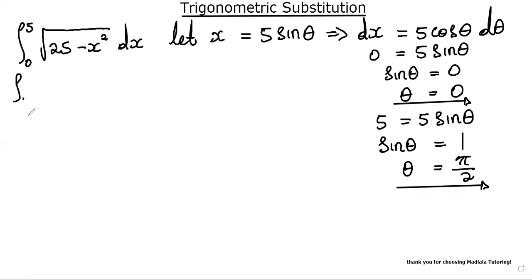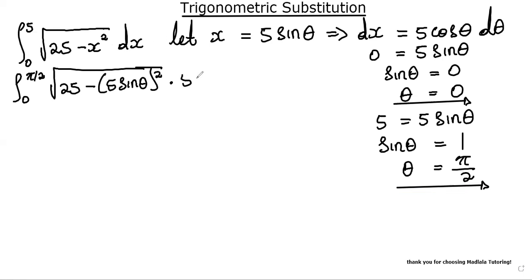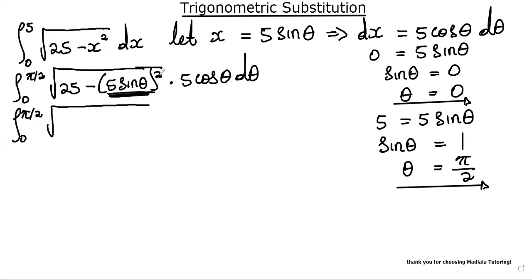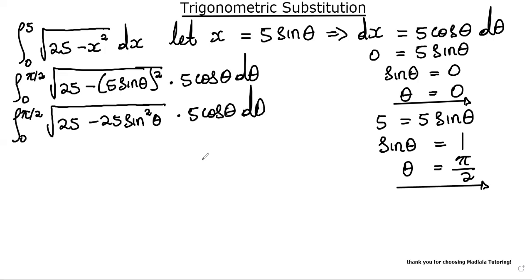So we say it's the integral from 0 all the way to 90 degrees. But when we see x, we now put 5 sine theta, and then we square this. And when we see dx, we simply put 5 cos theta, and then we say d theta like that. And then 5 sine theta, all squared, is just going to be 25 sine squared theta. And then we multiply this by 5 cosine theta d theta there.